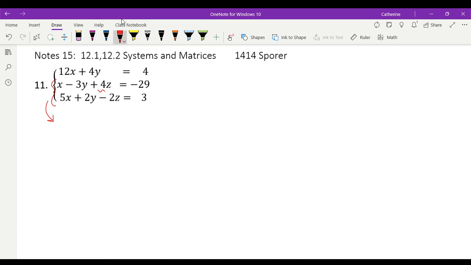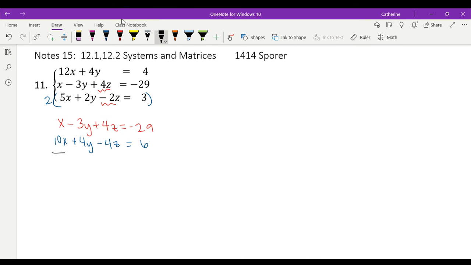So to do that, we have 4z in the middle equation, and then we have negative 2z in the final equation. So let's multiply that bottom equation by 2, and we'll leave the top equation exactly as it is. So x minus 3y plus 4z equals negative 29. And then equation 3, we're going to multiply by 2 so that we can get opposite coefficients for the z. Okay, that would be 10x plus 4y minus 4z equals 6.